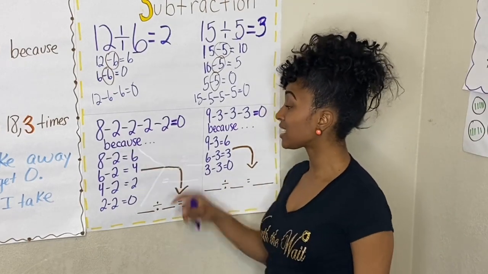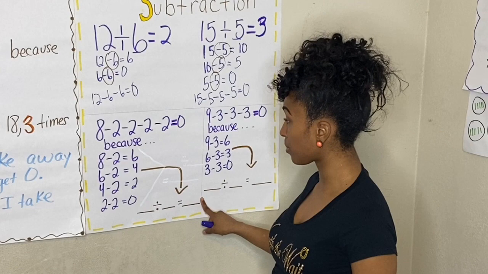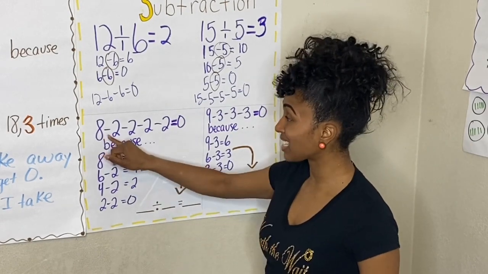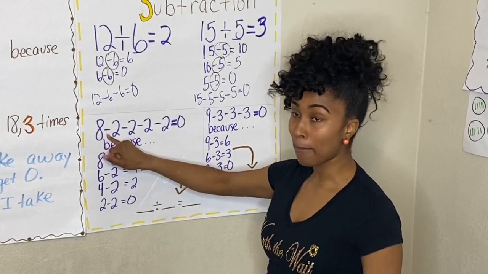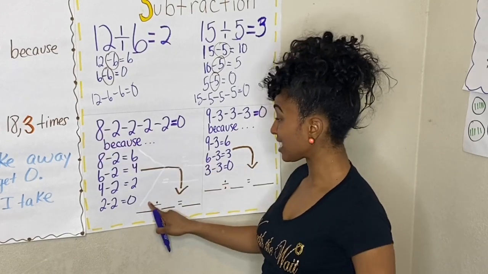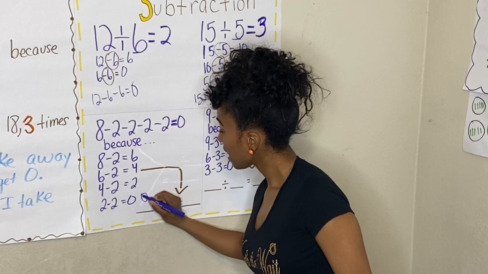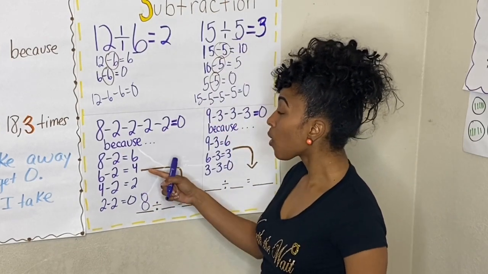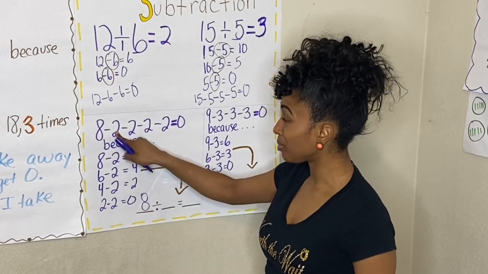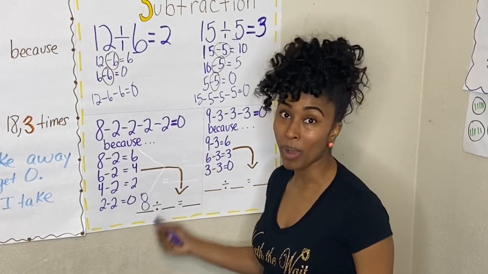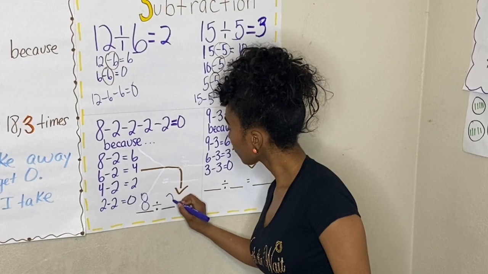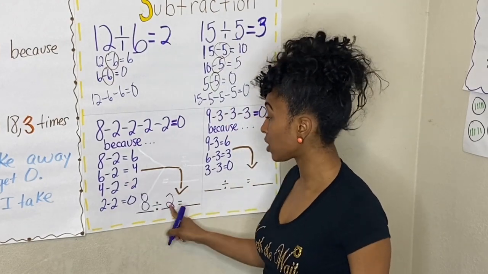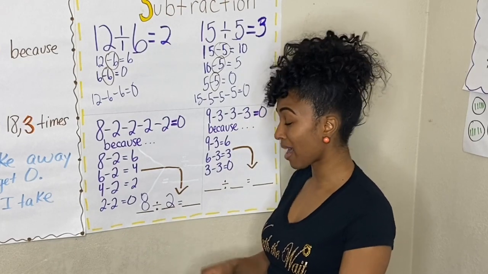So we can look at this to figure out what the equation is going to be and what the answer is going to be. I already know that my bigger number is 8 because I'm taking away from my bigger number. So that means my dividend is going to be 8. That's my bigger number. Now, let me see. I know that my divisor is 2 because this is the number that I'm taking away each time.